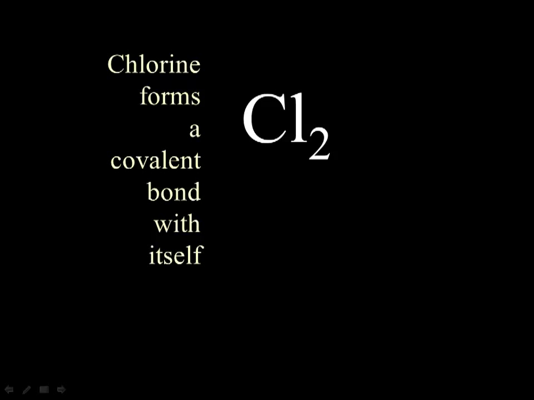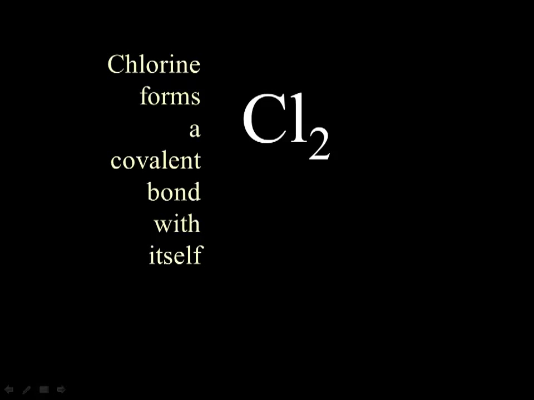So we're just going to look real quickly here how chlorine forms a covalent bond with itself, and we'll use the Lewis dot structures to demonstrate that. So a chlorine molecule, and again, when I say molecule, I'm referring to atoms that are covalently bonded to each other. The chlorine molecule will have two chlorine atoms that both are trying to satisfy the octet rule. They both want 8 electrons in their outer shell.